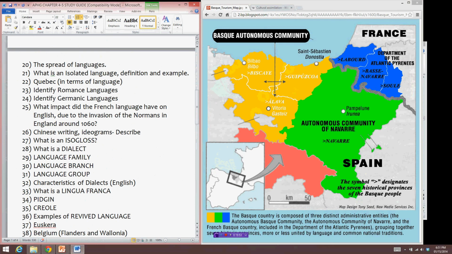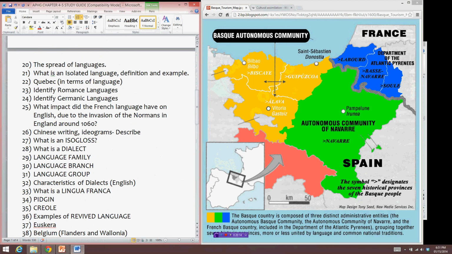All right, and that's number 25. What impact did the French language have on English? A lot. A lot of our more fancy words, for example, come from French and have some kind of Latin-looking roots, but for the sake of what we're doing, English is a Germanic language, not Romance. So please don't get that mixed up.